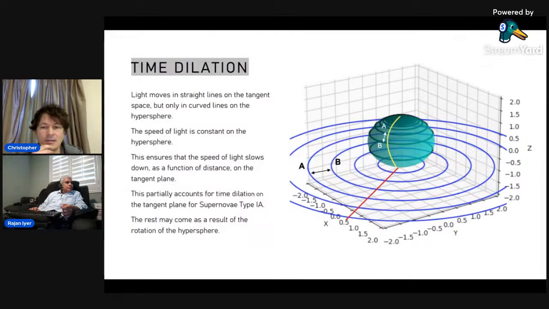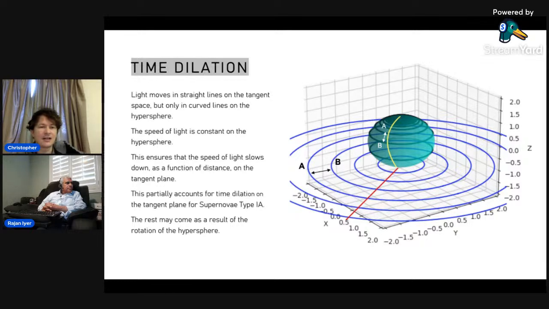In that presentation, I spoke of time dilation. I'll just issue the correction, and then I can say what was previously wrong. We understand that light moves in straight lines on the tangent space, but curved lines on the hypersphere, and that's represented by the red and the yellow lines here. So the speed of light is a constant on the hypersphere, and this ensures that light slows down as a function of distance on the tangent plane.